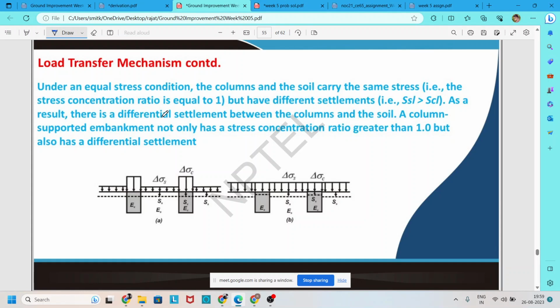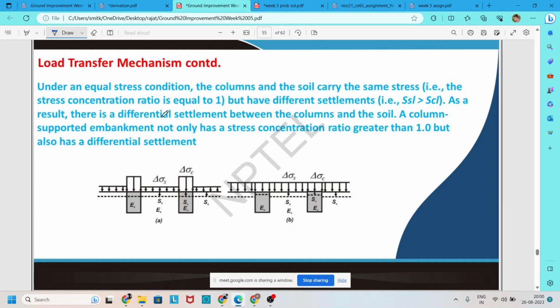when we apply the equal stress method, the column has settled less than the surrounding soil, because the column has a higher modulus of elasticity, so it can resist higher stress, but the surrounding soil has a lesser modulus of elasticity, so it can easily settle down. So we can say that in the equal stress method, the stress concentration ratio is equal to 1. In that case, the surrounding soil is more settled than the concrete column.